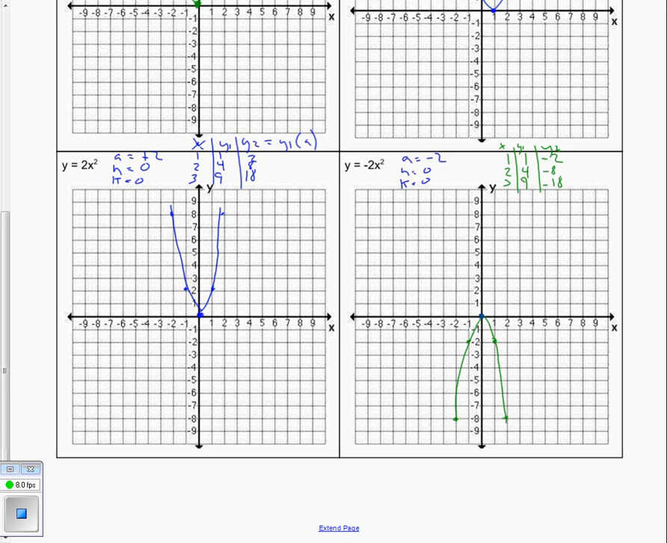Okay, so it is the exact same shape as the parabola to the left, but in this case it is opening downward.